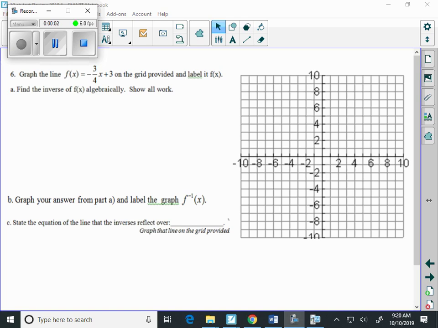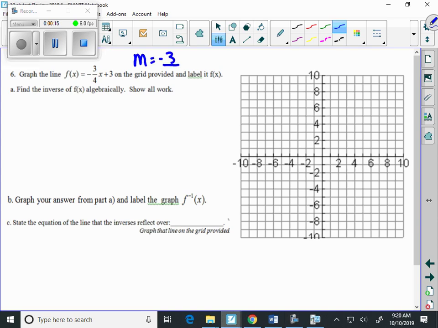Let's graph the line f of x equals negative 3/4 x plus 3 on the grid provided. So we're going to start there. Reminder that our slope is negative 3/4. It's the number in front of the x once our equation is solved for y. Our y-intercept is 3.